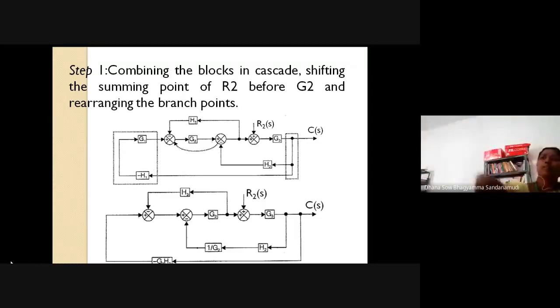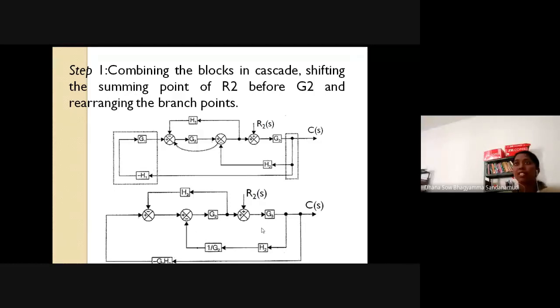So let us see. Whatever comes to our mind, we must do. Let us shift it, because in a loop, one summing point and one branch point are more than sufficient to eliminate that loop. See here, I have shifted it. I have got some gain. Even though I have shifted this summing point behind G2, it is not satisfactory.